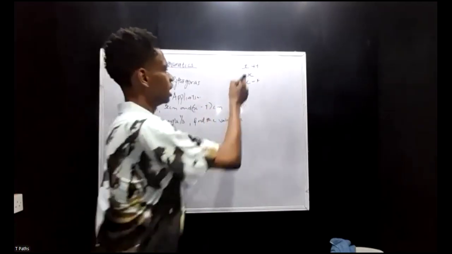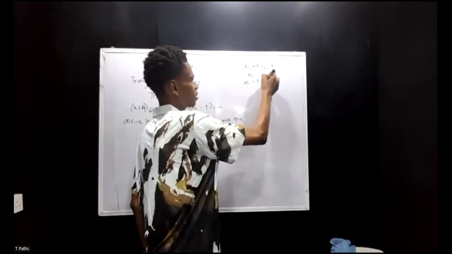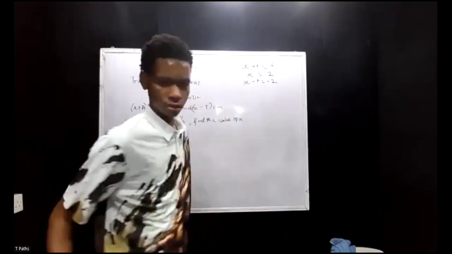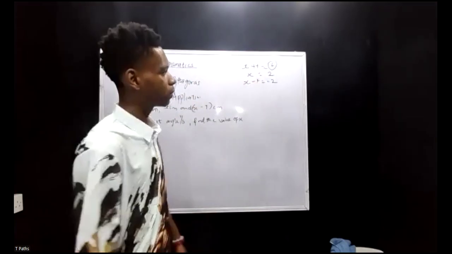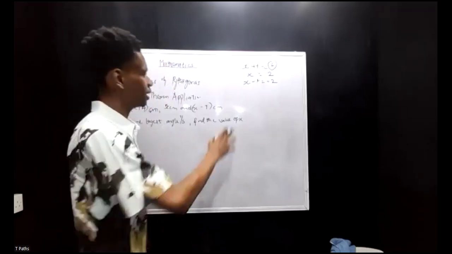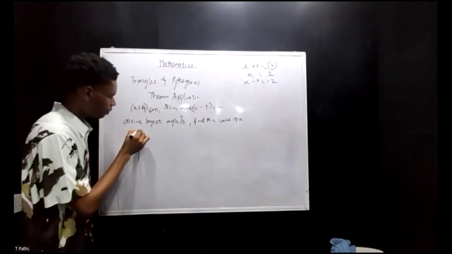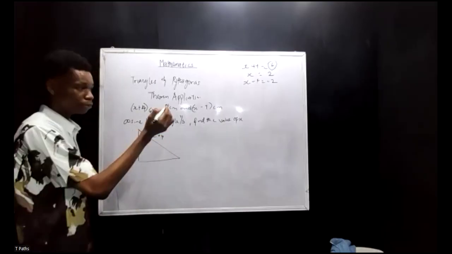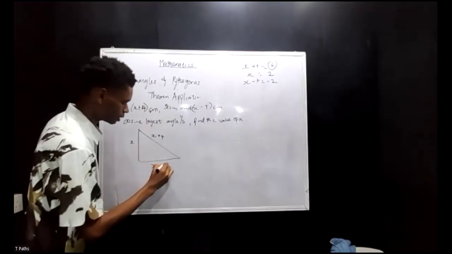Why? Because let's assume my x is 2. If my x is 2, it means x plus 4 is 6. x will remain 2, while x minus 4 is minus 2. Can you see the largest side is x plus 4? So the longest side in this triangle is the one with x plus 4. I'm going to label accordingly: x plus 4, then I can put the remaining sides anywhere as I see fit, x and x minus 4.